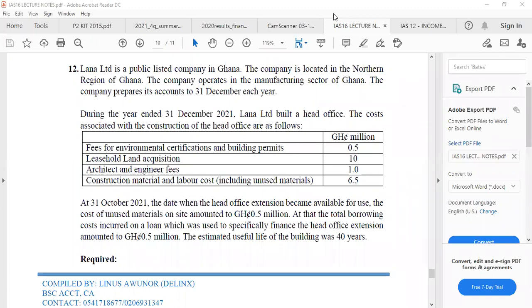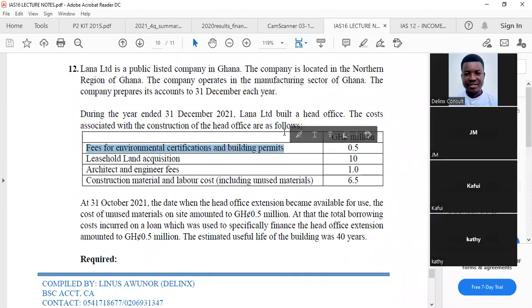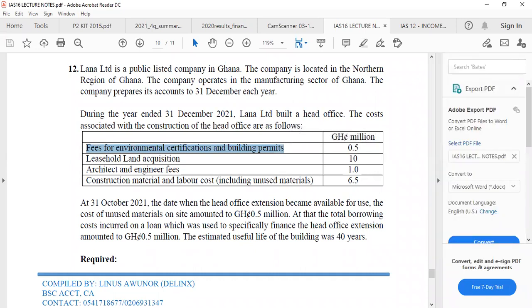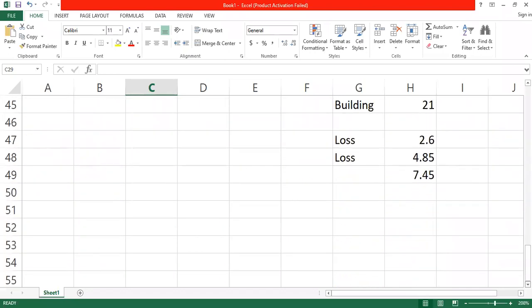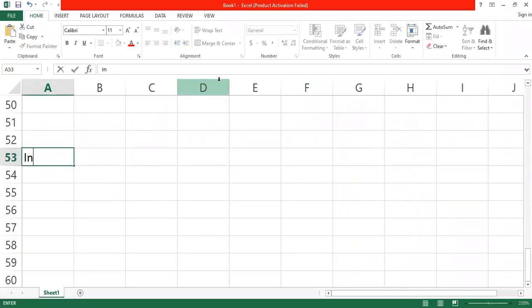But let's assume that they are building. We ask ourselves, what are those costs that are necessary for the building to be in the state for its intended use? Sometimes if you are building, they will come and say produce permits, or stop work. Without the fees for environmental certification and building permits, the building cannot take place. So this will be part of the cost of the asset. So let's look at the initial cost of the building.